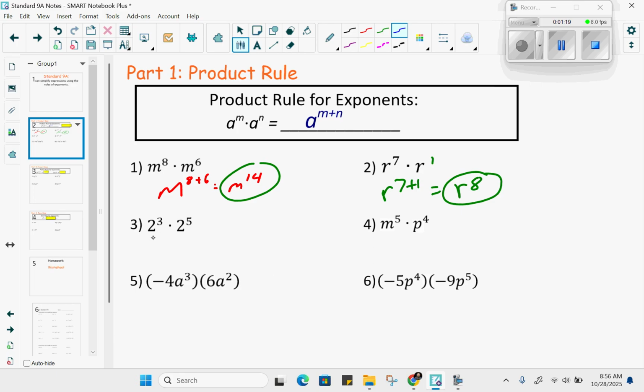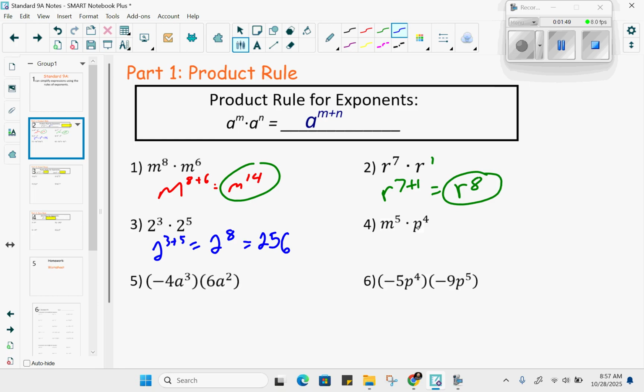Now we have numbers, so the same thing. We're going to do 2 to the 3 plus 5 equals 2 to the 8th, which is actually 256. So if it's a number, go ahead and expand it.